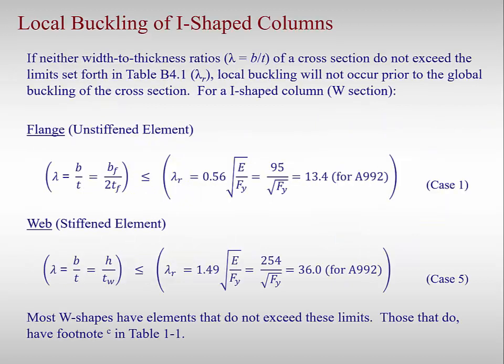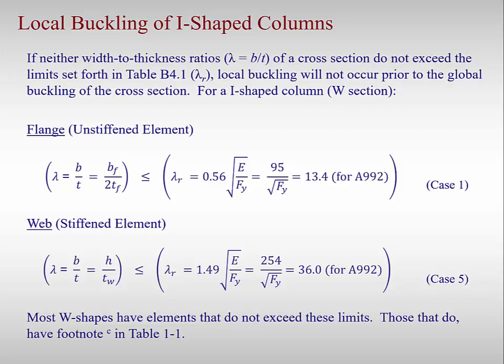The slenderness ratio for local buckling is the width to thickness ratio. This is similar to L over R for global buckling. These slenderness ratios are compared to the slenderness limits as specified in Section B4 and Table B4.1a. As long as the slenderness limit is not exceeded, local buckling will not occur and the column can be designed for global buckling.